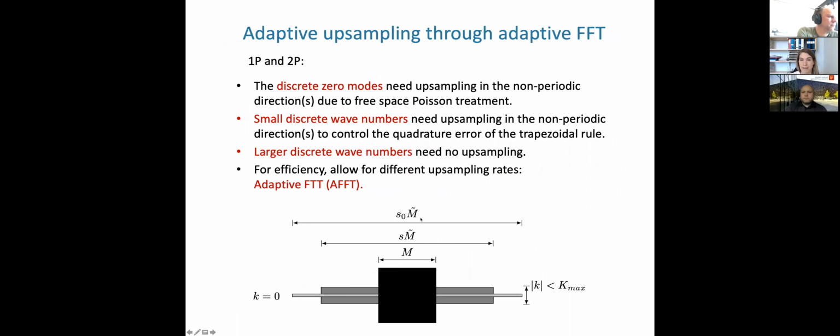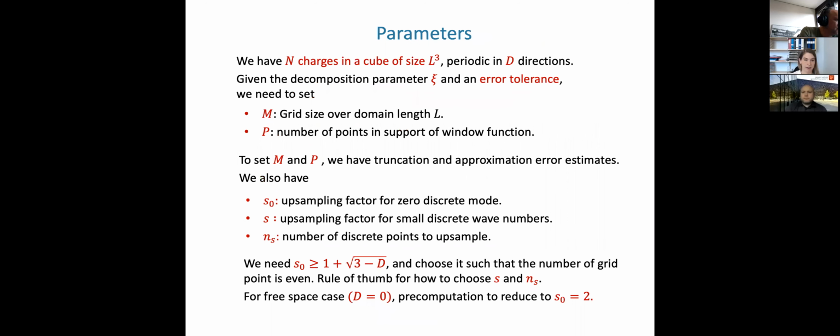So what we're saying here is essentially that we have several different cases. We have the discrete 0 modes, where we have one way to treat them. We have the small discrete wave numbers, when we need upsampling, and we have the large discrete wave numbers, when we need no upsampling. So to be flexible here, we have implemented what we call an adaptive FFT that can take different sizes, different upsampling rates for different modes. So we will use that in our computations.